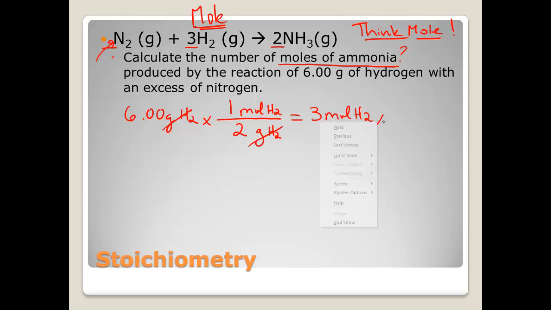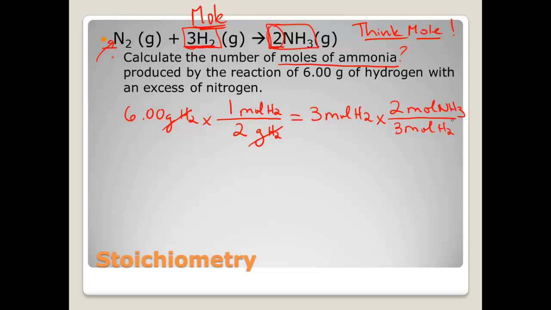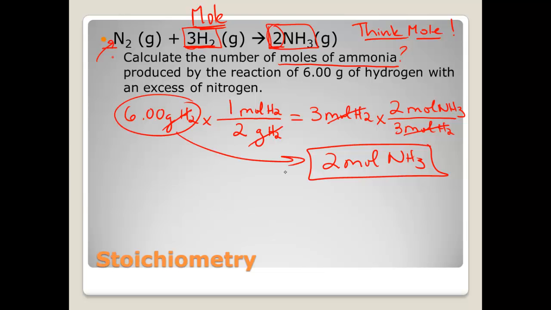So now we need to figure out our recipe. Look at our balanced equation. So for every 3 moles of hydrogen, we will produce 2 moles of ammonia. So 3 moles of hydrogen, 2 moles of ammonia. My moles cancel out, so what am I going to be left with? 2 moles of ammonia is what will be produced from 6 grams of hydrogen.